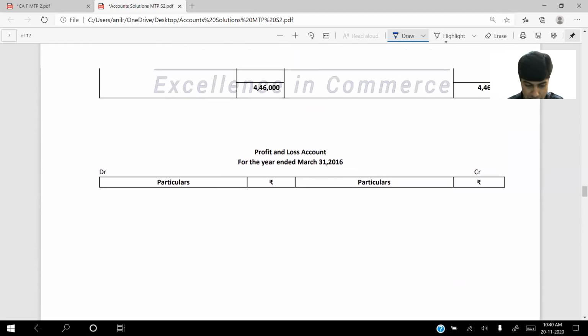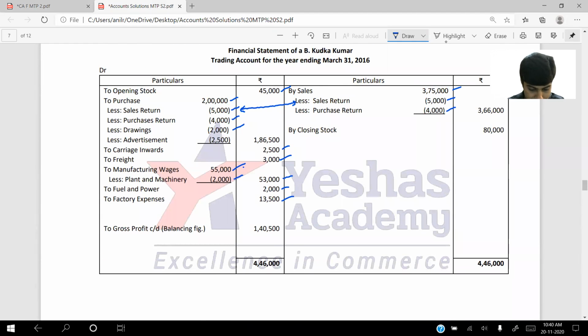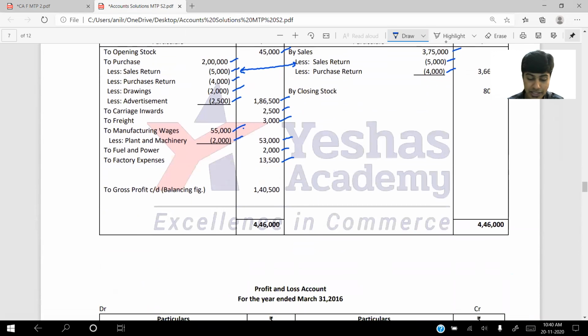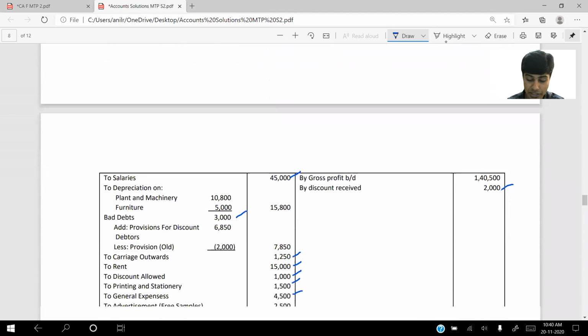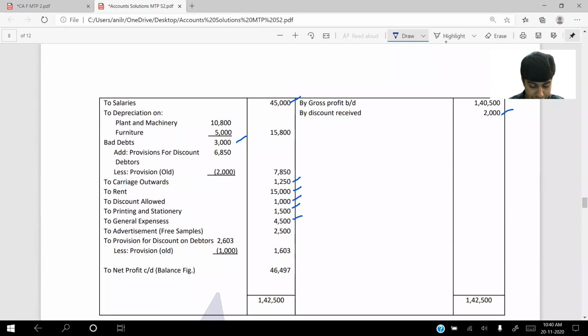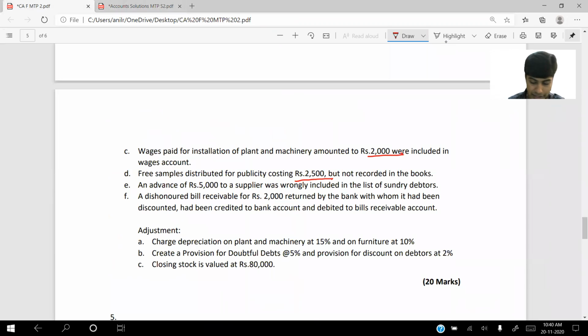From my purchases, the advertisement expense is deducted. So purchase is completely done. Now we'll have to write this 2,500 on the P&L account debit side. What is the journal entry? Journal entry is advertisement account debit to purchase account. Perfect. Let us see the next one.